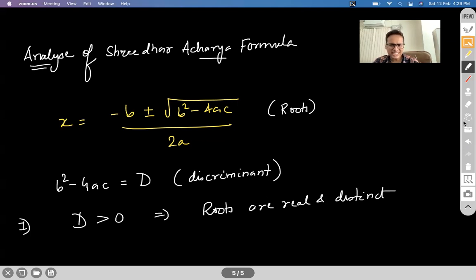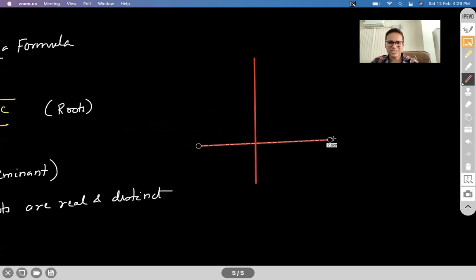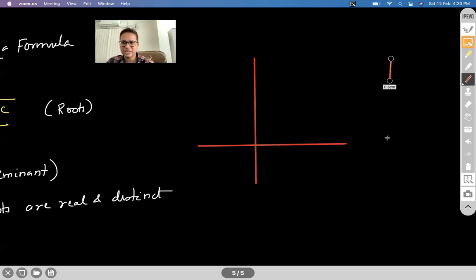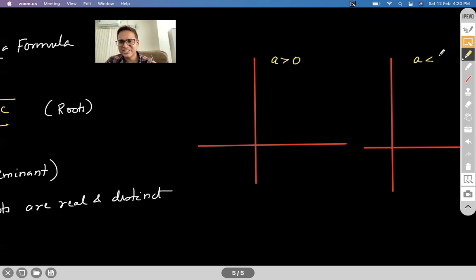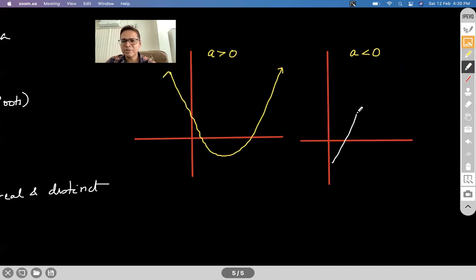Okay. Now, how do we infer this from our graph? All of you, please focus on these two graphs, which I'm going to show you on the screen right now. I'm going to make the graph of ax square plus bx plus c equal to y for two cases. One case is where a is positive, so your graph will be opening upwards like this, correct? And when a is negative, your graph will be opening downwards like this, correct? Now we know that the points where it is meeting the x-axis are called the roots of the quadratic equation, correct?